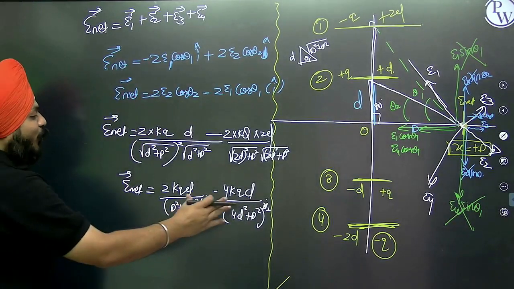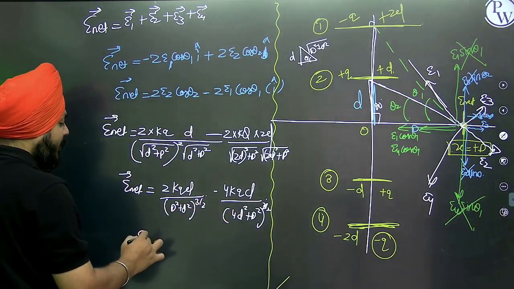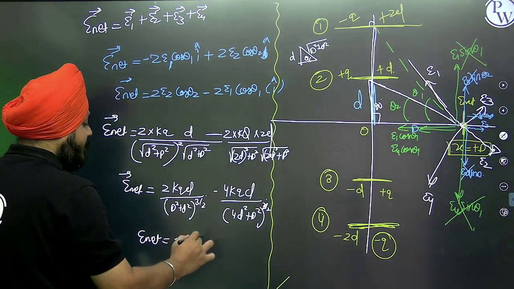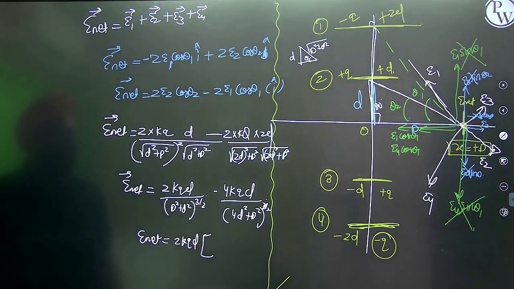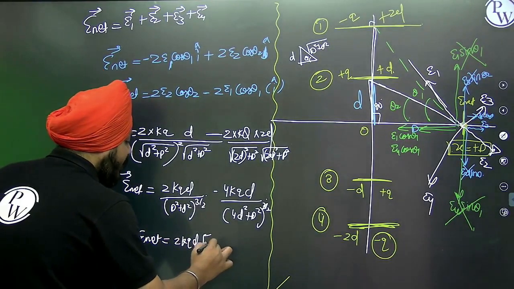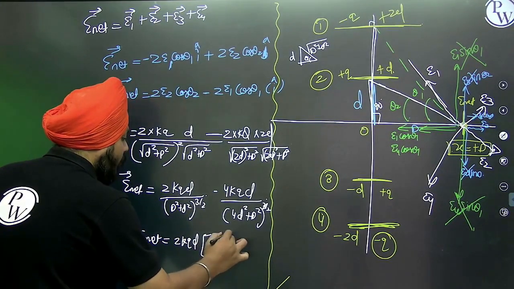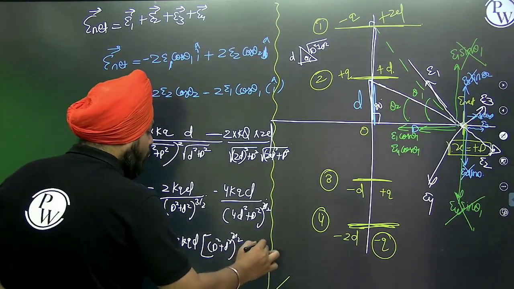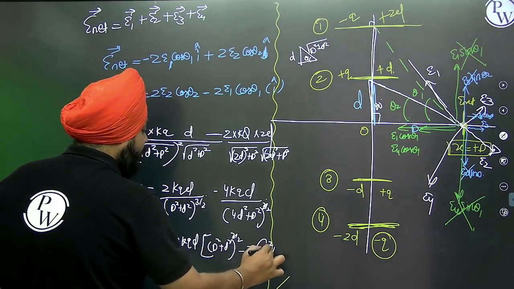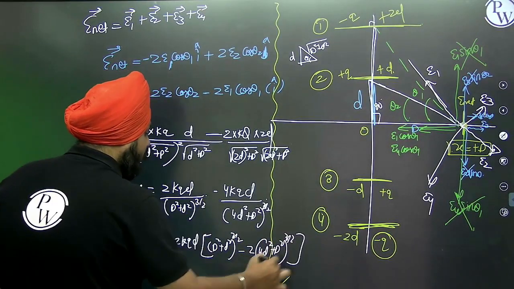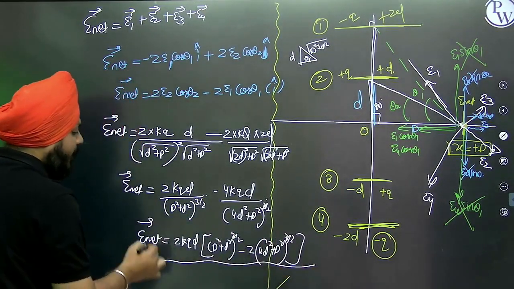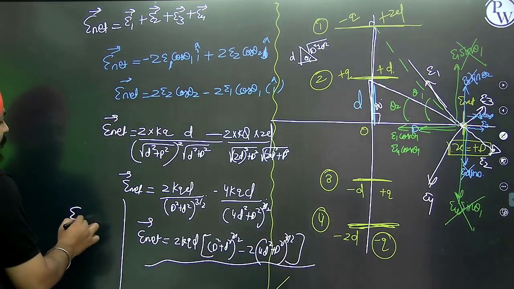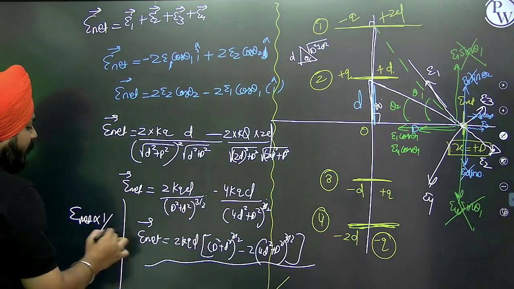Now we have to use the binomial expansion. Let's make 2kqd common. So can I say it is d square plus d square whole to the power 3 by 2 minus 2 into 4d square plus d square whole to the power 3 by 2. Now here we have to use the binomial theorem, and directly I must say, using the binomial theorem, the net electric field is going to come up. Rest of the things are constant.